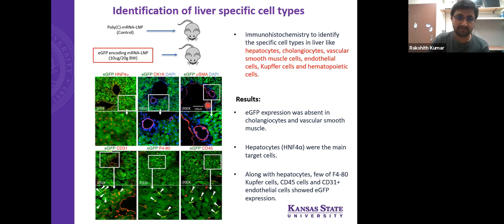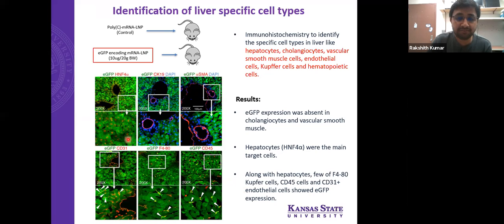After co-immunostaining with EGFP and cell-specific markers, they confirmed that the EGFP expression was completely absent in cholangiocytes and vascular smooth muscle cells. You can see here, these are the cholangiocytes and the smooth muscle cells along the sides. But they were positive in case of the Kupffer cells, CD45 cells, and endothelial cells.